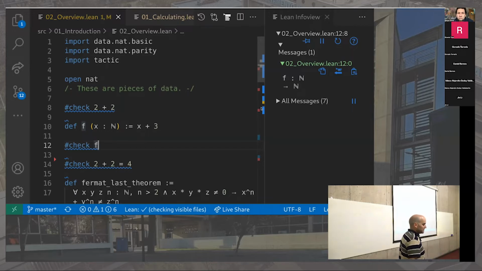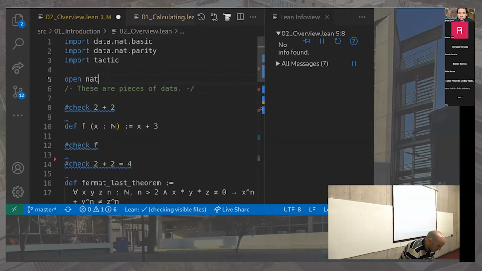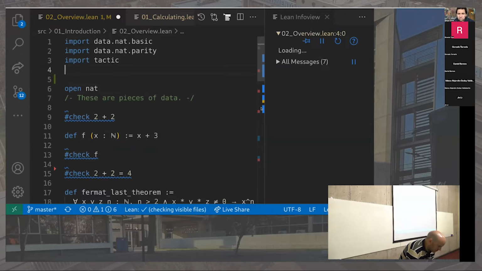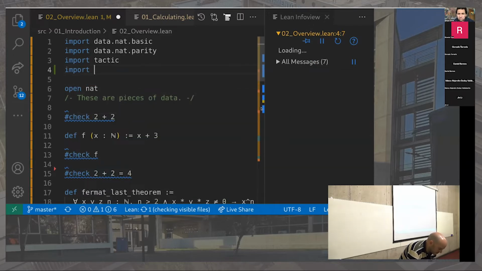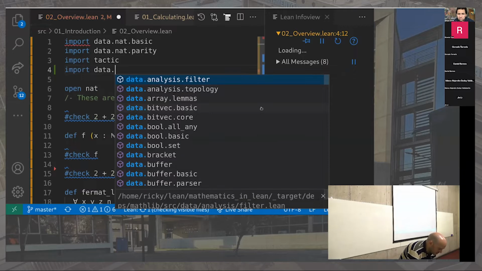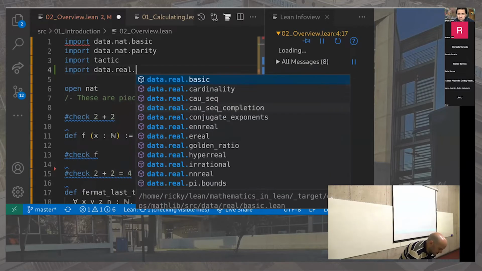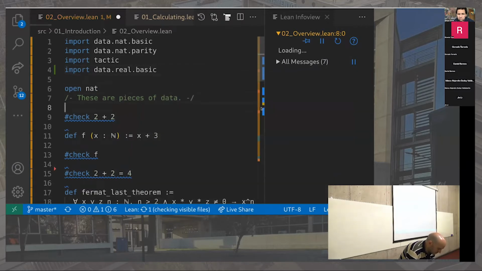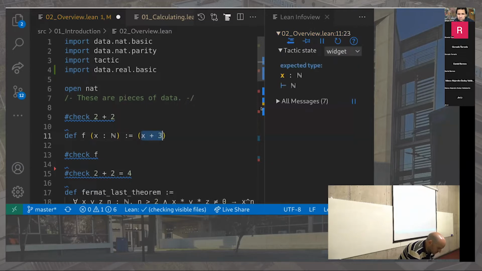Yes. What would you have to type to make this a function from ℕ to ℝ? So I have to import something about real numbers because otherwise, okay, sorry. Data.Real.Basic, I guess. Yes. Oh, okay, you have to force.